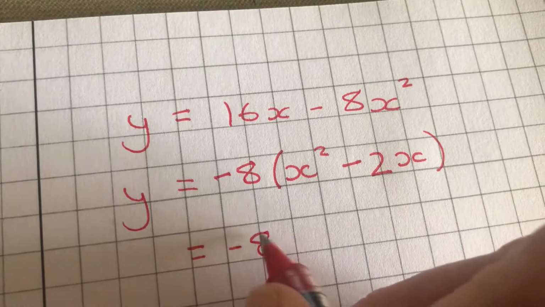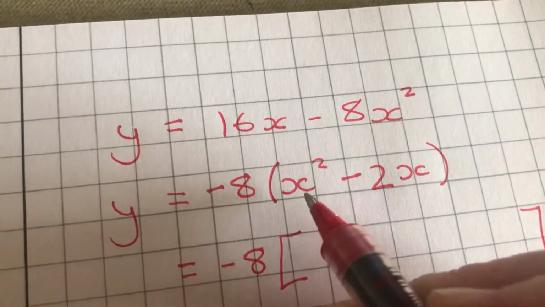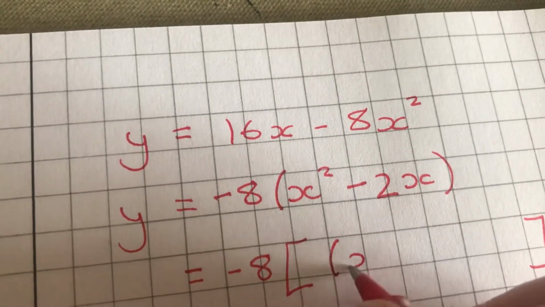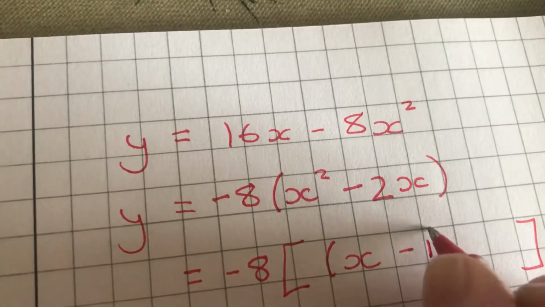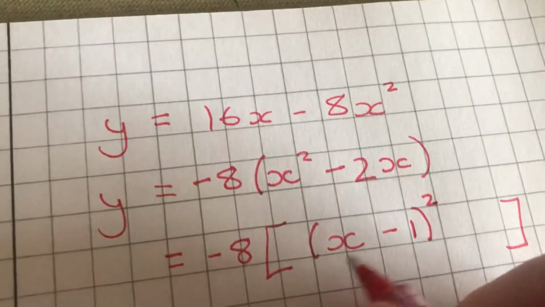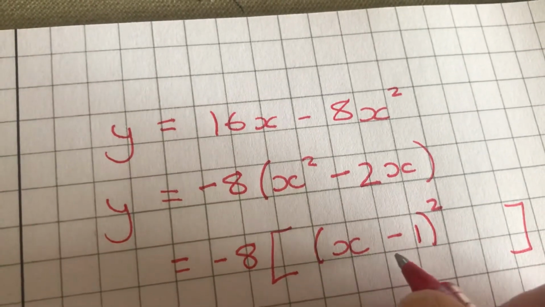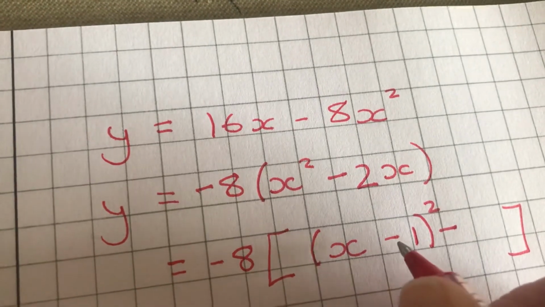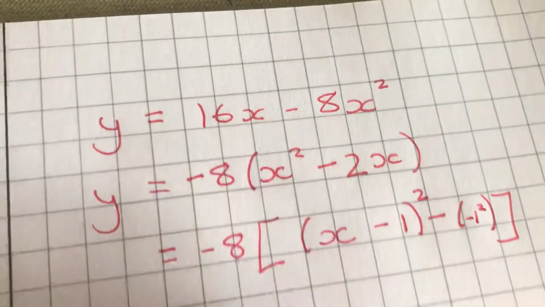So I need to complete the square for the thing that's inside the bracket. I've got x squared minus 2x, so I know that that's going to be x. Now I need to half the coefficient, which is 1. That gives me x minus 1 squared. And then I need to subtract the square of that number there, so subtract the square of minus 1, so that's minus 1 squared. I'm just doing it really longhand so we can see.